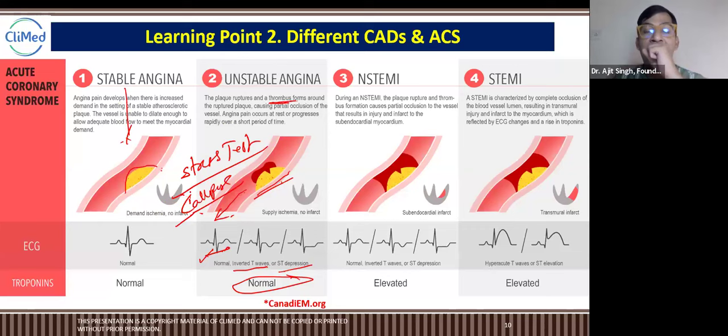Okay, then the third thing here is NSTEMI. I told you NSTEMI is again like plaque rupture, with acute elevation in the troponins, changes in the ECG, and there is subendocardial infarction. The infarction has already happened in STEMI and NSTEMI, and you will see changes: either T wave inversion or ST depression in NSTEMI, and ST elevation, hyperacute T waves in STEMI.